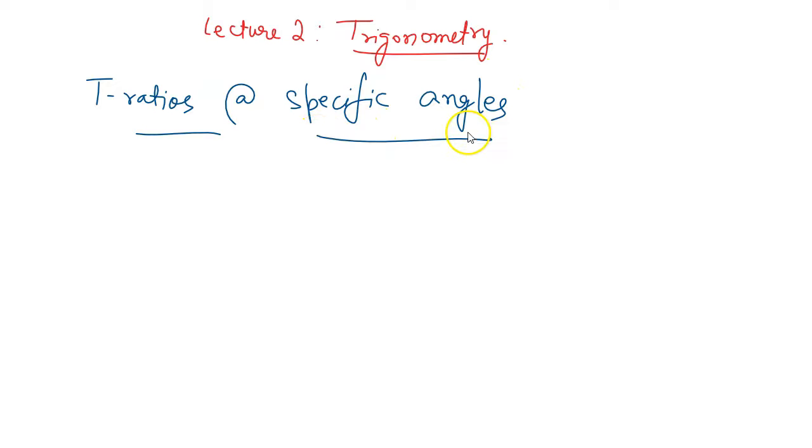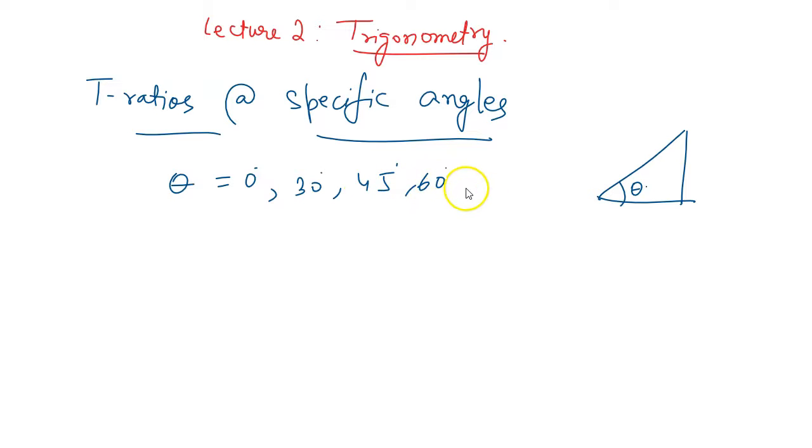So what specific angles? In the earlier case, we used to talk about trigonometric ratios with respect to a random angle theta. Now this theta can be 0 degree, 30 degree, 45 degree, 60 degree and 90 degree, and these values we will remember, right? Although theta can be any angle, these are the specific angles that I am talking about. And we are required to remember the trigonometric ratios and their values at these specific angles.